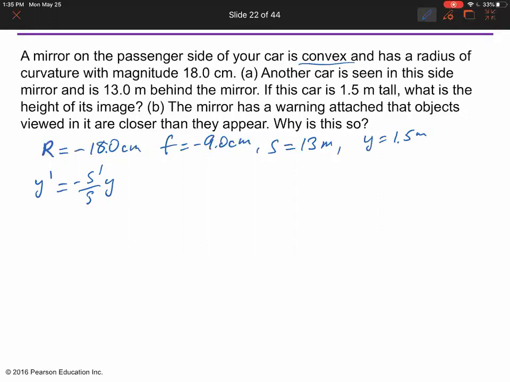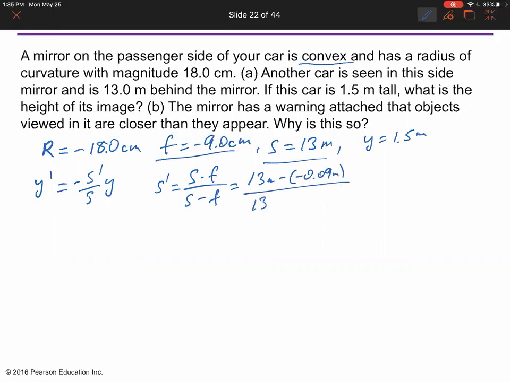Since I'm given the focal length and the object distance, I first need to find the image distance. So s prime equals s times f over s minus f. That's 13 meters times negative 0.09 meters, over 13 meters minus negative 0.09 meters. If I do this calculation and convert to centimeters, I'm going to get negative 8.94 centimeters for s prime.